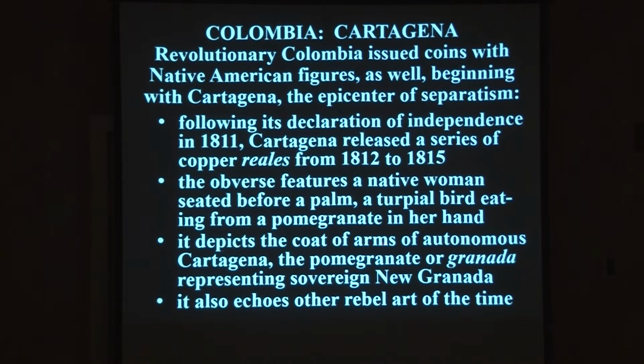It depicts, in fact, the coat of arms of autonomous Cartagena, the pomegranate or granada representing sovereign New Granada, which is what they called themselves at the time. And it also, like we just saw in Mexico, echoes other rebel art of the time.